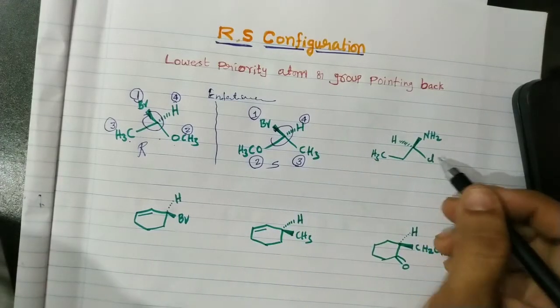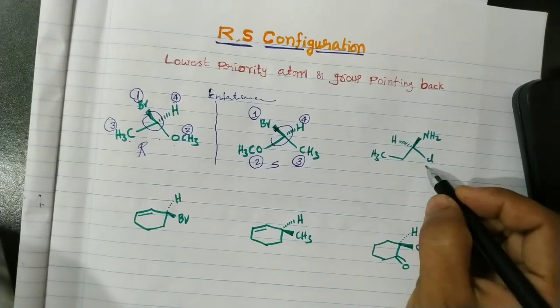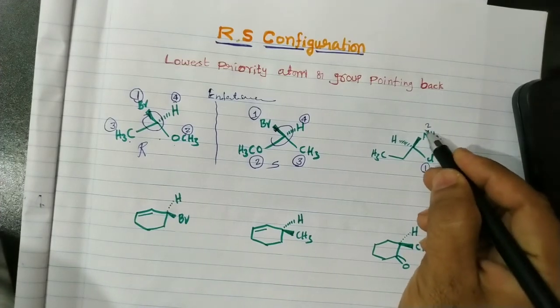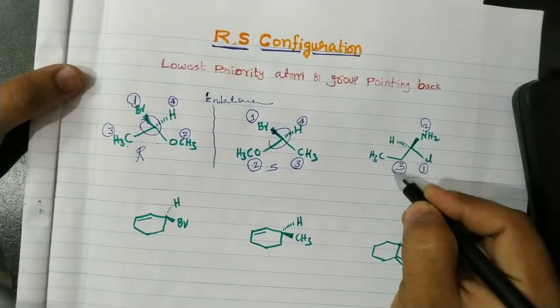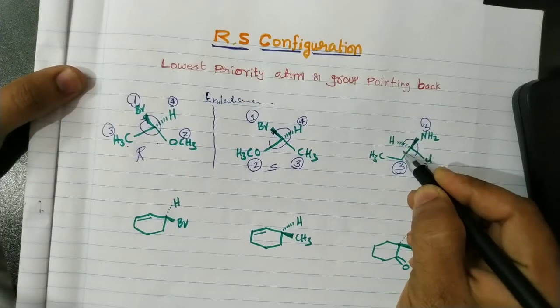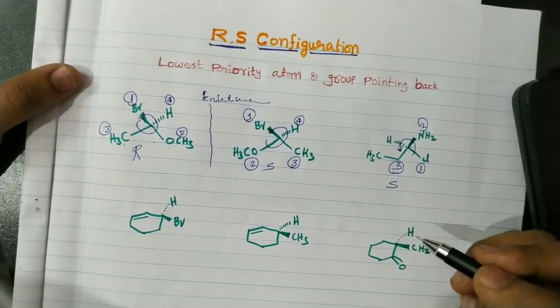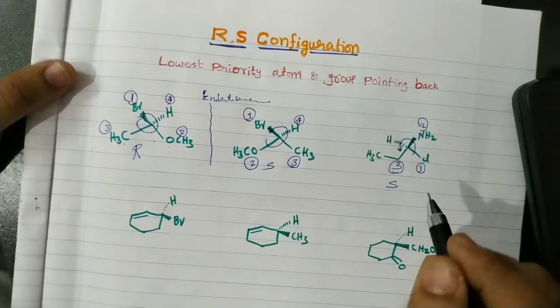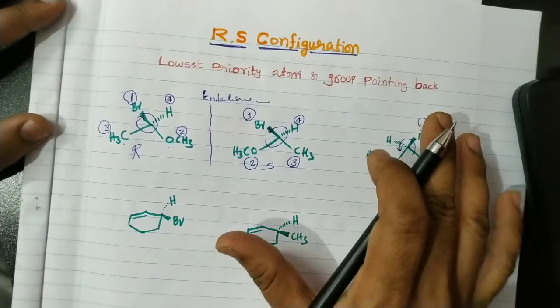Now coming to this example, the attached atoms are chlorine, carbon, and nitrogen. Here first priority, here nitrogen second priority, and this carbon the third priority. So 1, 2, 3, this arrow is in anti-clockwise direction, so its configuration is S exactly. It is a simple condition because the least priority group is below the plane.